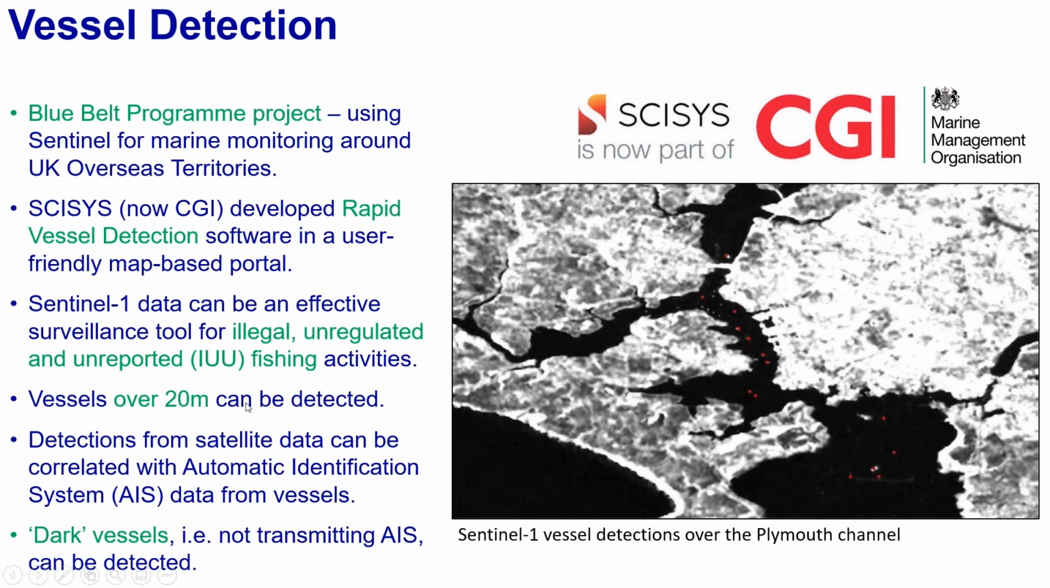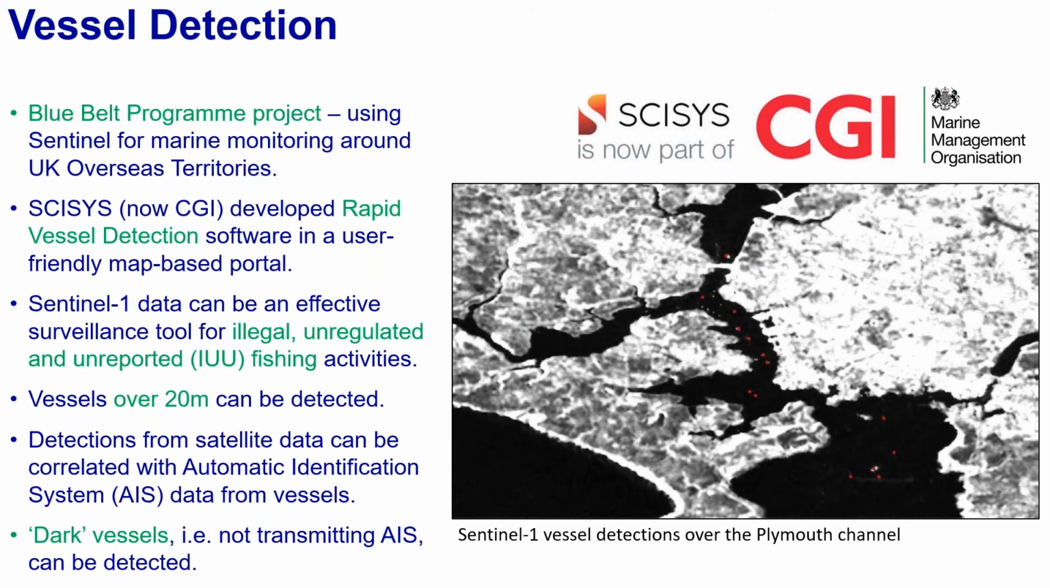And what they found was that vessels over 20 meters long can be detected through this method because the pixel size of the data is 10 meters, so anything smaller than that couldn't be detected well, but a lot of the fishing vessels they're looking for were over that size, so it was a very useful tool.